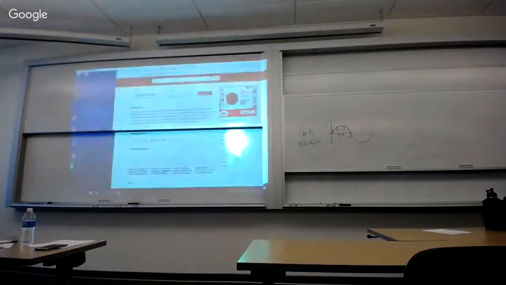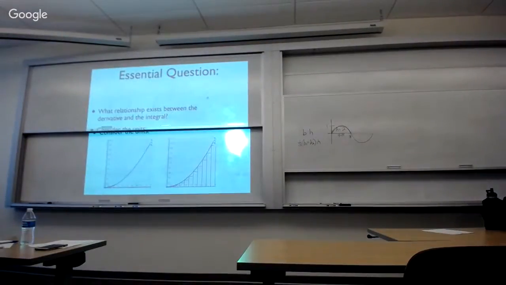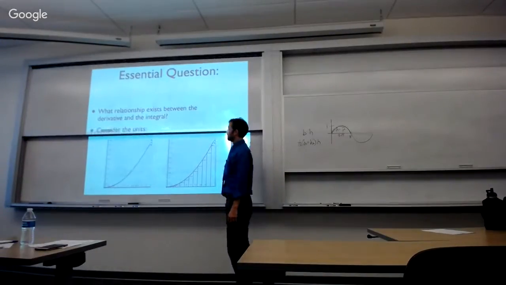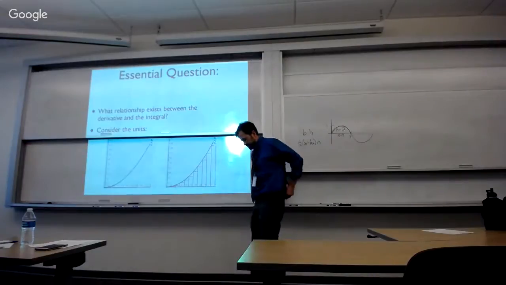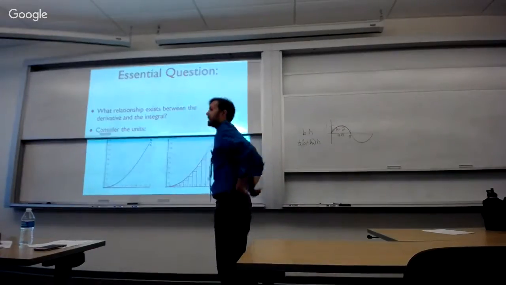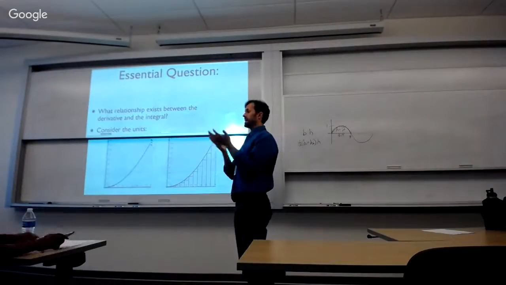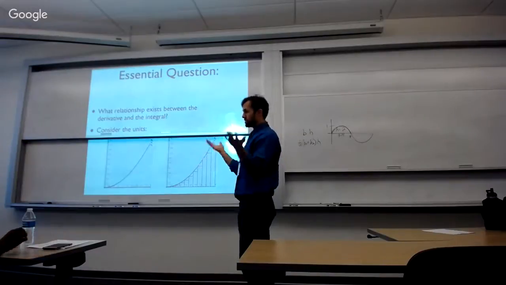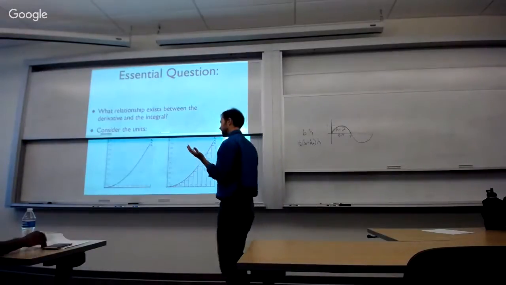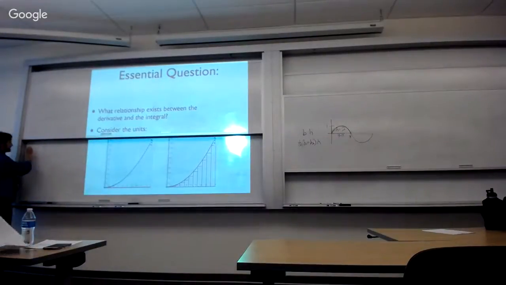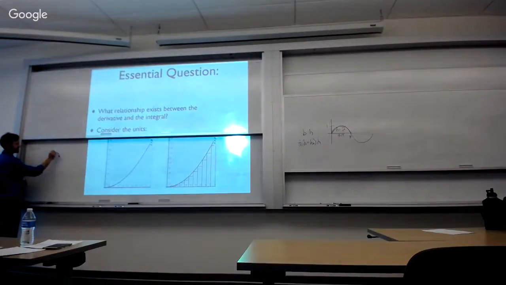All right. Here's my essential question. What relationship exists between the derivative and the integral? Okay? What relationship exists between the derivative and the integral? Because keep in mind, that's what our class is. Calculus is differential calculus, that is derivative calculus, and integral calculus. So these are the two parts of calculus. And as we've already shown, they both have to do with infinitely small things. So when we did derivatives, we were finding the slope between 2 points that were infinitely close.